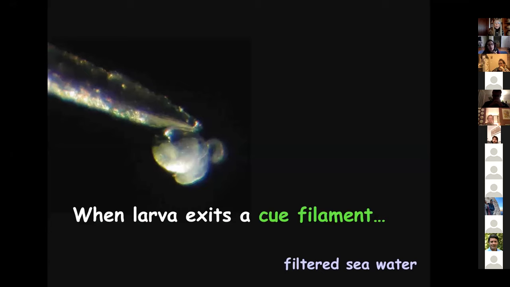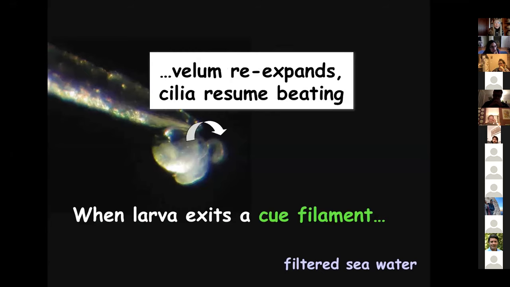And when a larva exits a Q filament, the velum re-expands, the cilia resume beating, and it swims again. So what we've learned from these experiments is that these larvae sink in Q filaments above a threshold concentration and resume swimming when they exit a filament. So they're little on-off machines.